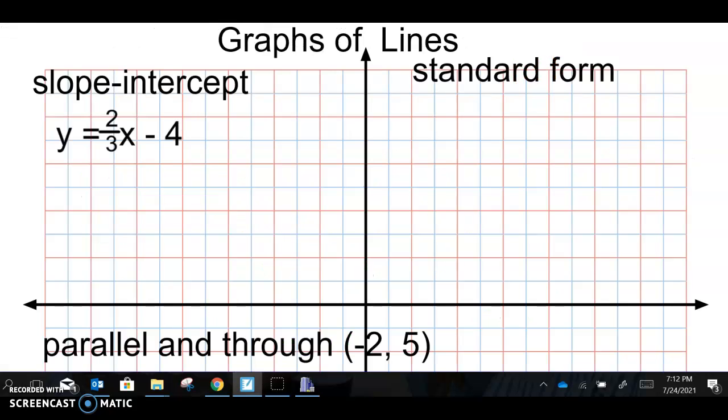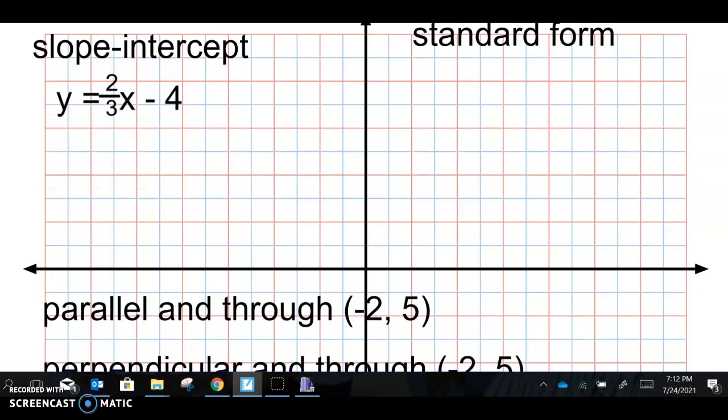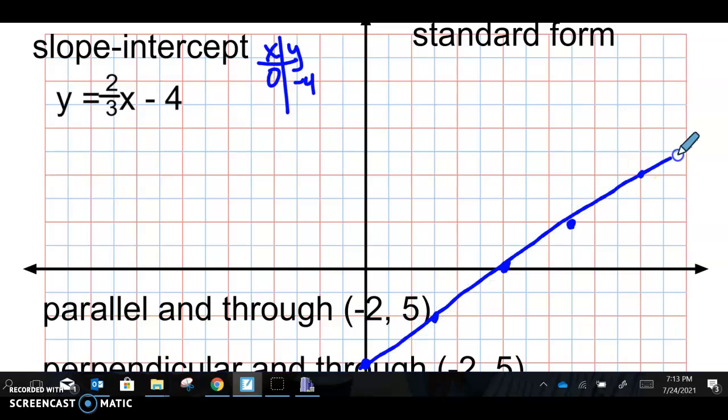All right, next, graphs of lines. We have slope-intercept form. Please make sure that you can graph something in slope-intercept form. I can see that the y-intercept, if I put 0 in for x, I get -4 for y. (0, -4) is a point. The slope is 2/3. That tells me I can go up 2 over 3, up 2 over 3, up 2 over 3, as many times as I want. And that's my line, if I was asked to graph it.